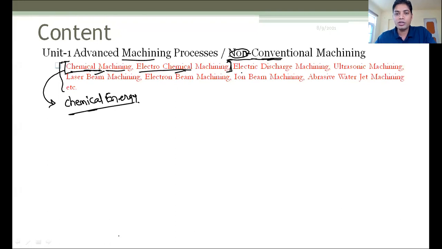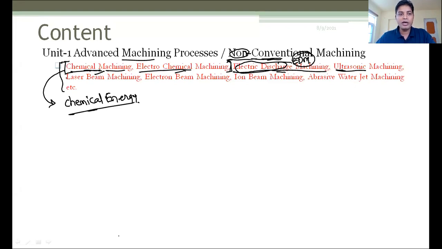Then we will study the electric discharge machining operation, that is EDM, in which the material is removed due to electrical discharge. So here the material is not removed by mechanical operation, but due to the electric discharge. Then we will study ultrasonic machining operations, in which we use an abrasive slurry, and how the material is removed due to this abrasive slurry. So that is important.